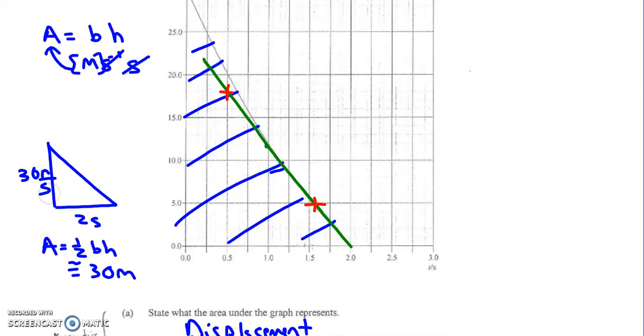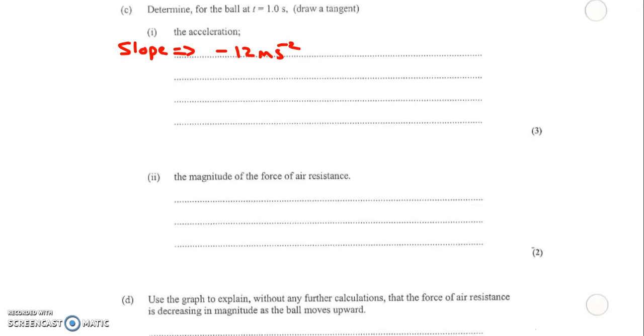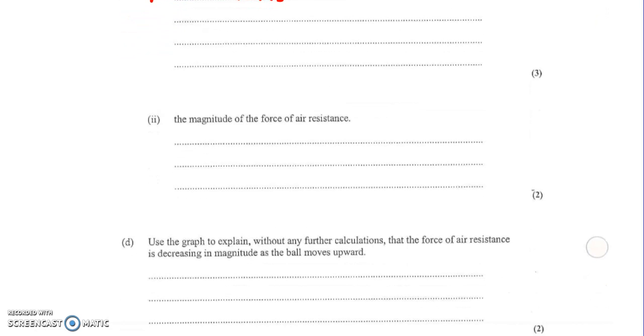When I went through this, what I found was an acceleration of minus 12 meters per second squared. Okay, so try this out on your own and see what you got. And compare it. If it's within 1 meter per second squared of that, that would be appropriate.